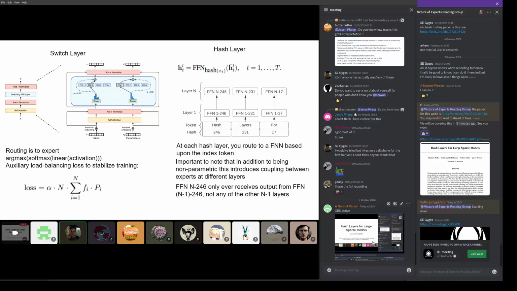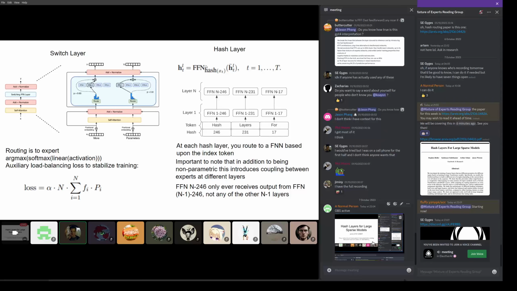So switch layer on the left for basic review, hash layer on the right. Switch layer is applying a linear function and taking argmax, it's top 1 routing, because as long as you have auxiliary loss, you get even distribution, and you drop any tokens that go over your limit and just assume that you have a learned function that decides which input goes to which expert. Hash layer does not do this. Hash layer simply takes the input token and chooses an expert based on this.